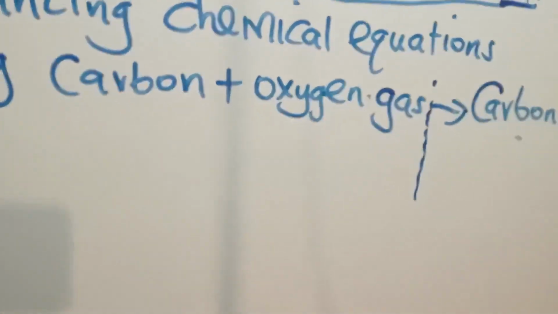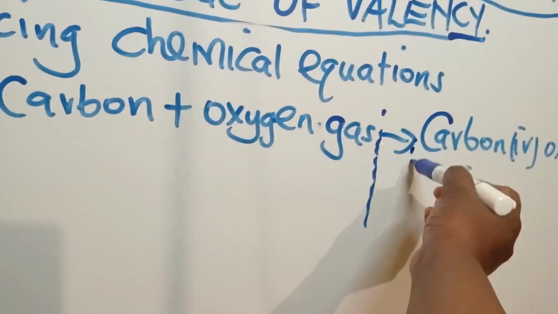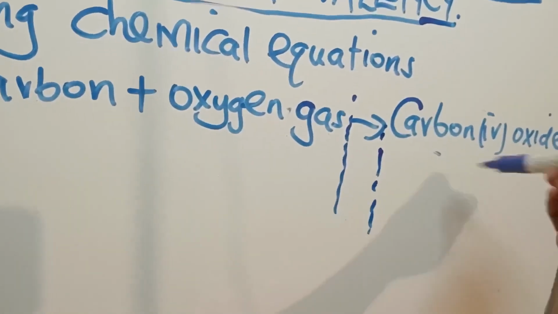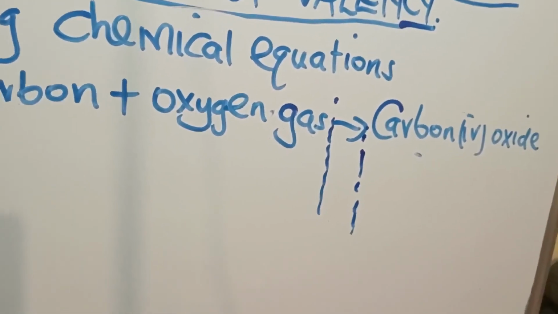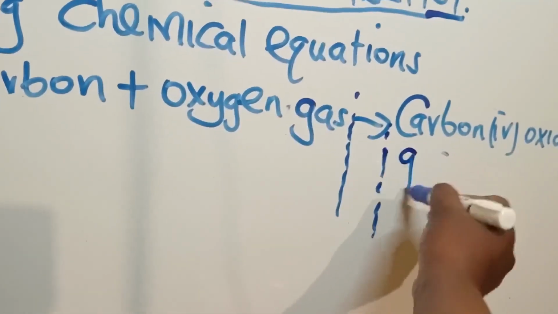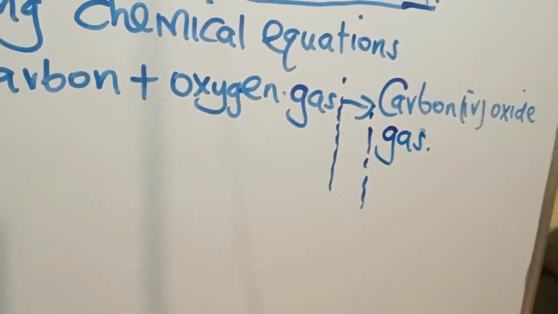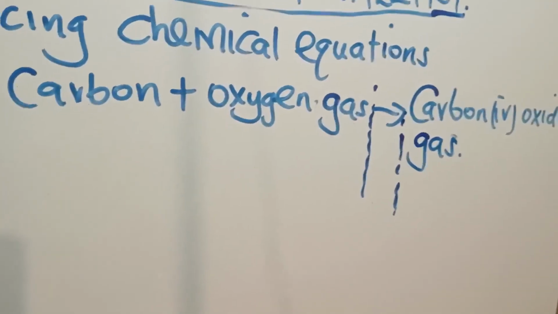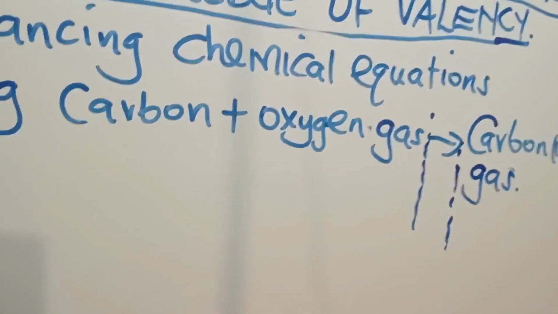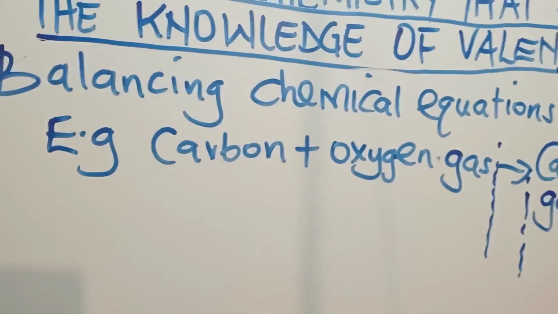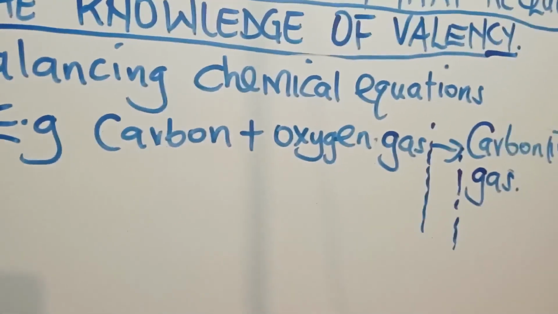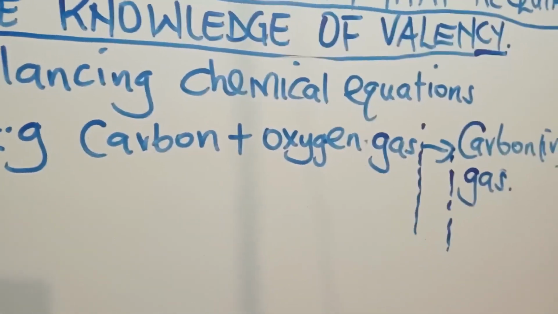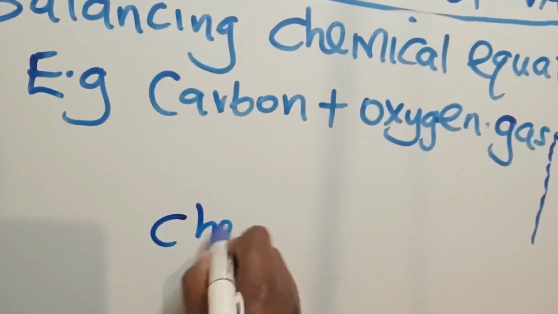So instead, you are supposed to arrange your work in a way that anything that is supposed to be on the product side should just be there and not taken to the reactant side. So the word gas should be there because it belongs to the product side. So for that example, when you are balancing chemical equations, of course you need to begin with the word equation. This is the word equation for that reaction. Then we go to the chemical equation.